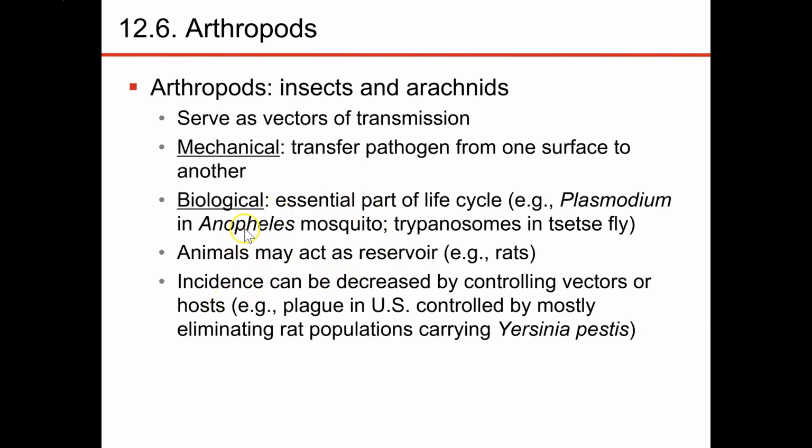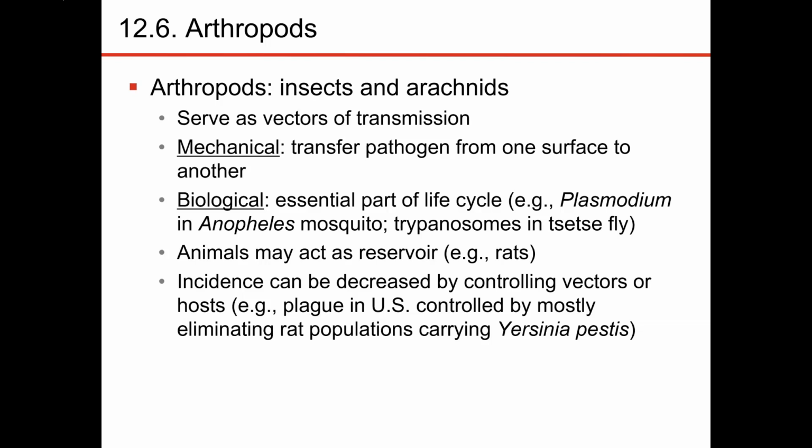So we have vectors that oftentimes will bite animals like rats or other animals, and the animal is a reservoir of some infection, some pathogen. And inside of that animal, that pathogen doesn't cause such serious disease, but inside of humans, it can cause some major disease. An example here is plague. So, plague bacteria, Yersinia pestis, they have a reservoir inside of the rat.